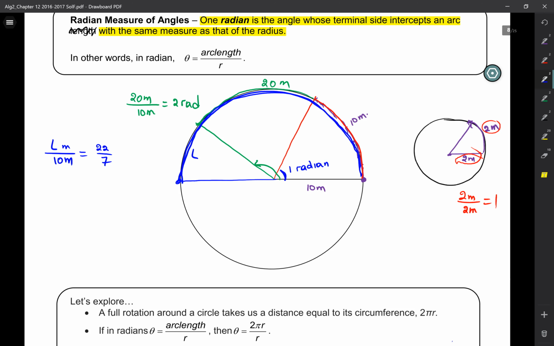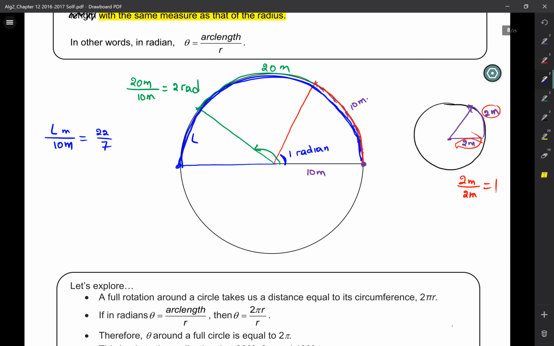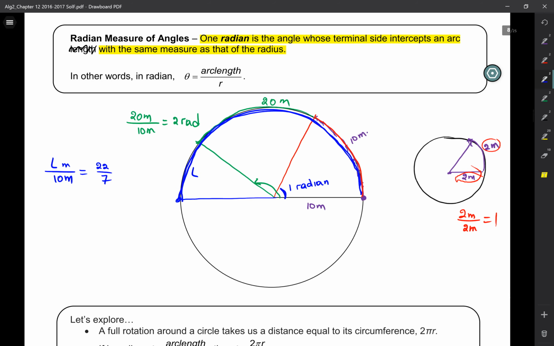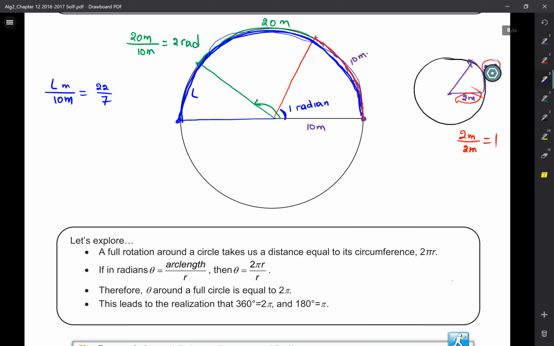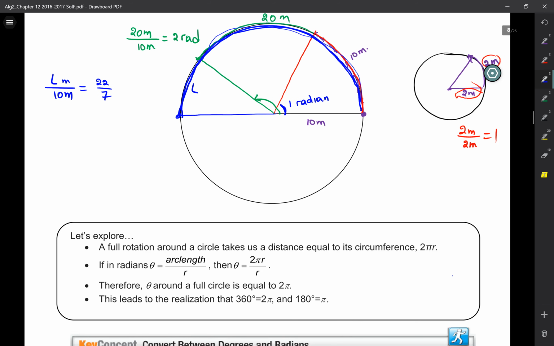Oh, that's a whole other concept. Okay, so this is what radian is then. The distance that you walk divided by the radius gives you the angle measure in radians. Okay, so let's explore then.